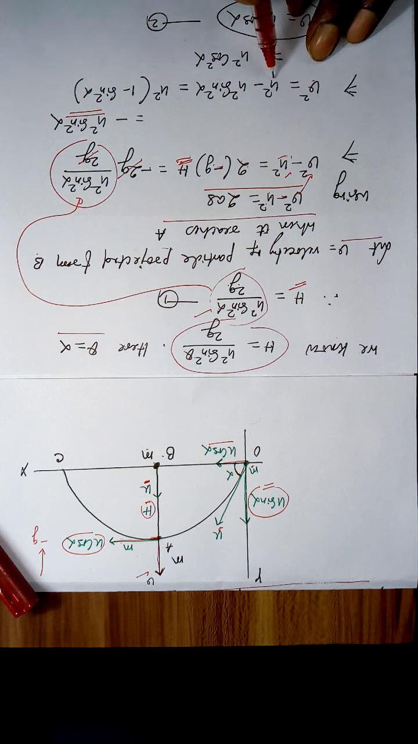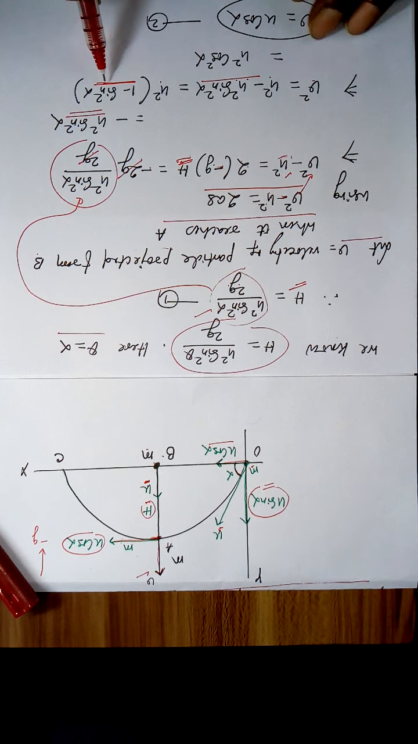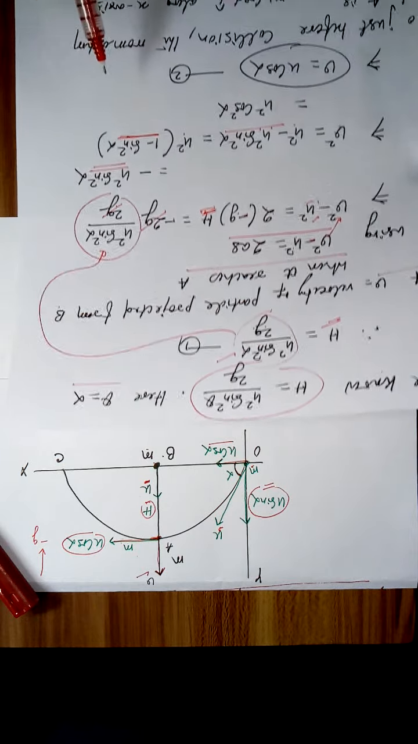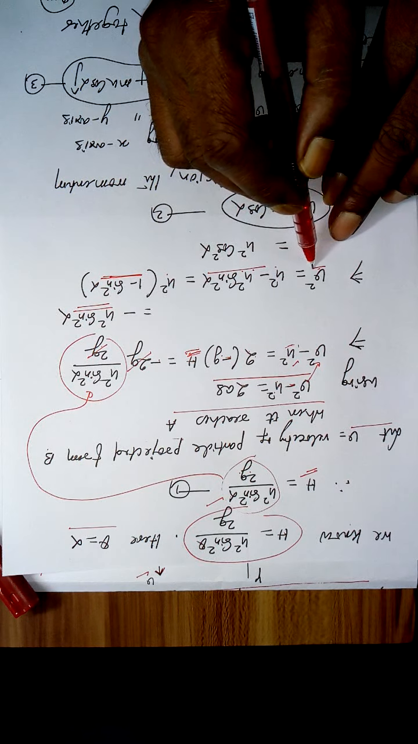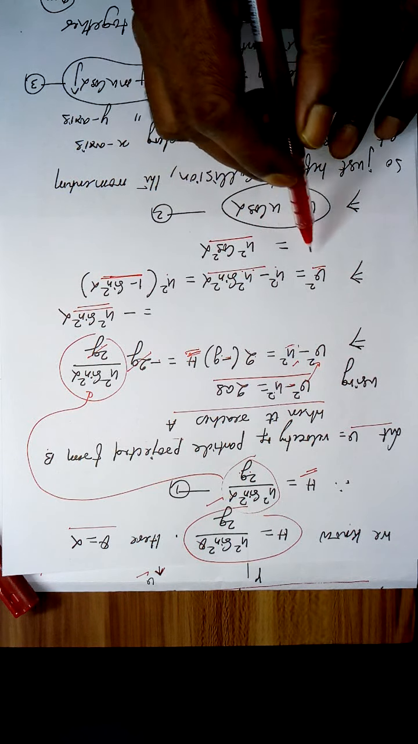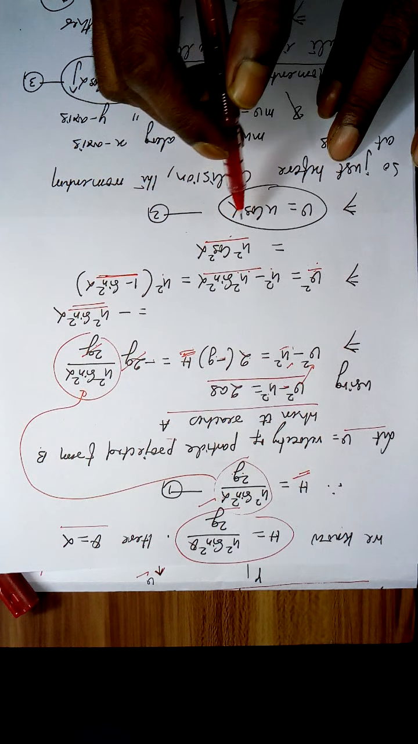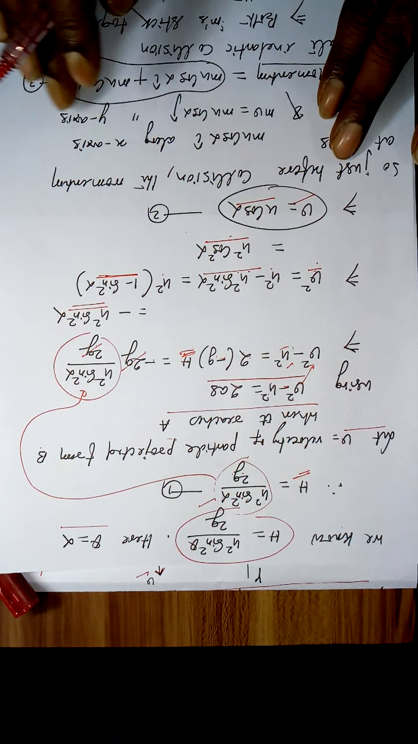So I am left with v square is equal to u square minus u square sine square alpha. I take u square common. So I am left with 1 minus sine square alpha. And this is nothing but cos square alpha. So v square is u square cos square alpha. Taking square root on this side and square root on this side, v is u cos alpha.